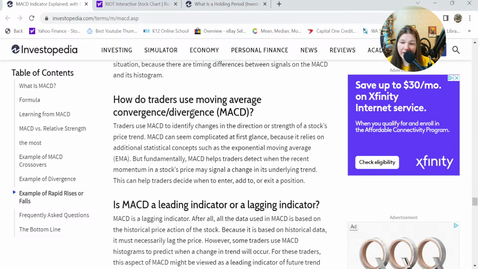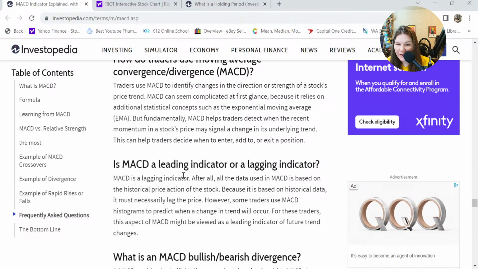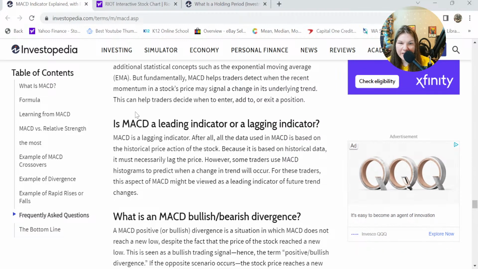How do traders use moving average convergence divergence? Traders use MACD to identify changes in the direction or strength of a stock's price trend. MACD can seem complicated at first glance because it relies on additional statistical concepts such as the exponential moving average, the EMA. But fundamentally, MACD helps traders detect when the recent momentum in a stock's price may signal a change in its underlying trend. This can help traders decide when to enter, add to, or exit a position. And that's what we just learned, guys.